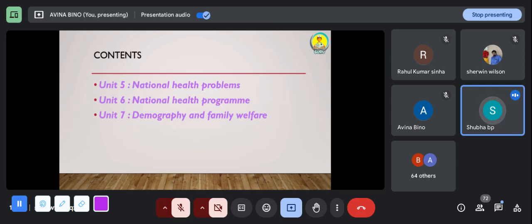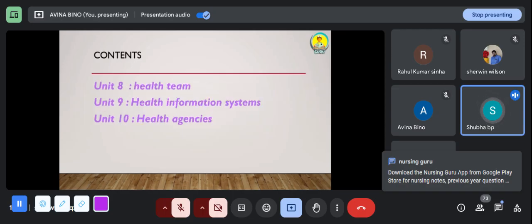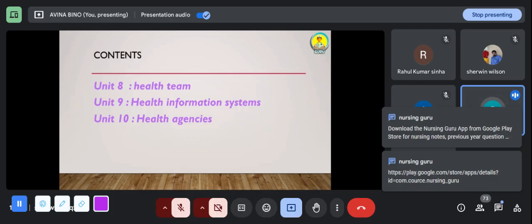Because of that, you have to give some idea regarding family planning methods. The community people don't know what the family planning methods are and how to adopt them. So you have to give them an idea regarding family planning. In unit 7, you are going to study the family planning methods, how we can encourage the families, and how we can keep the family in good condition. All these things you are going to study in unit 7. And coming to the next, unit 8, health team.